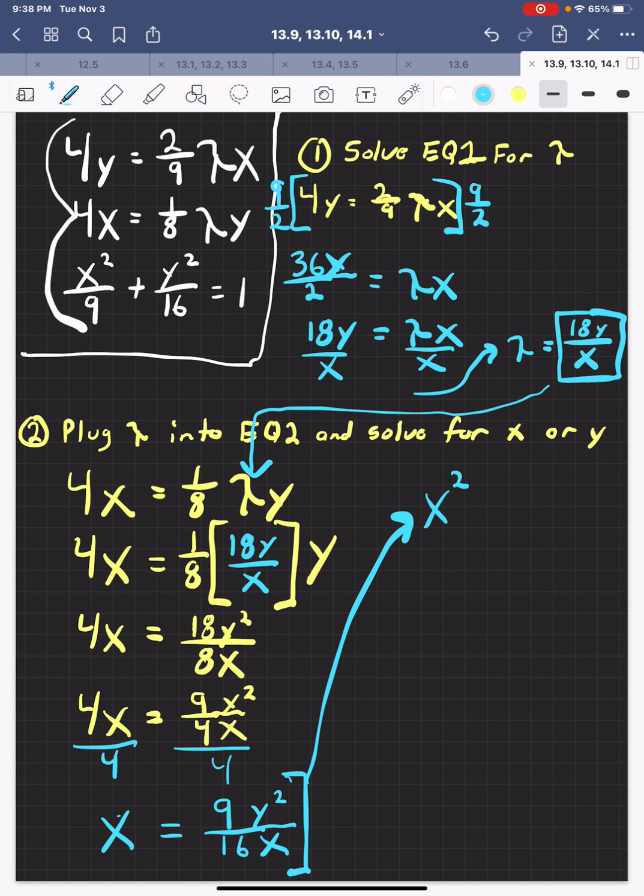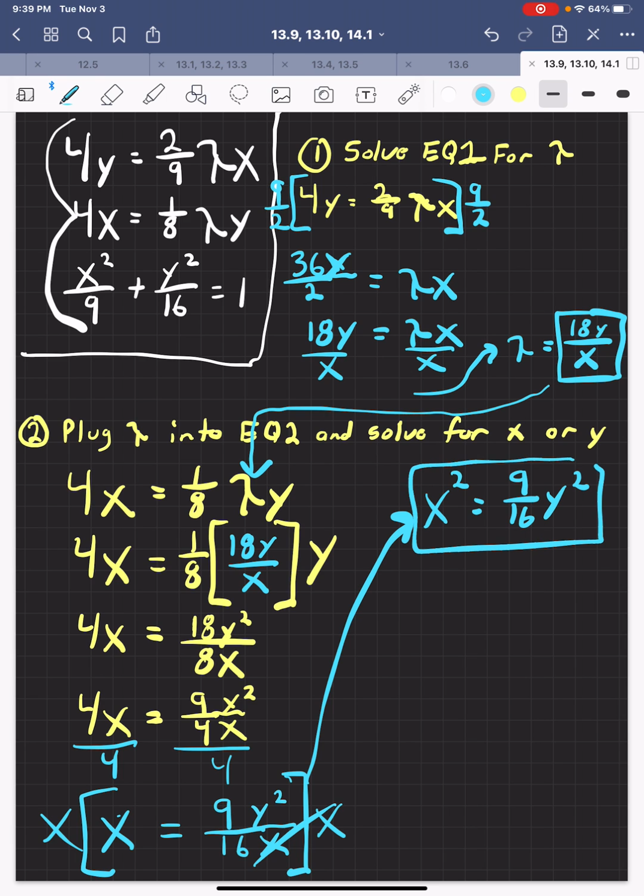So times by x times by x. So x squared is equal to 9/16 y squared. All right. Now we're going to take this 9/16 y squared on the next page, and we're going to substitute it in for x squared in the third equation.